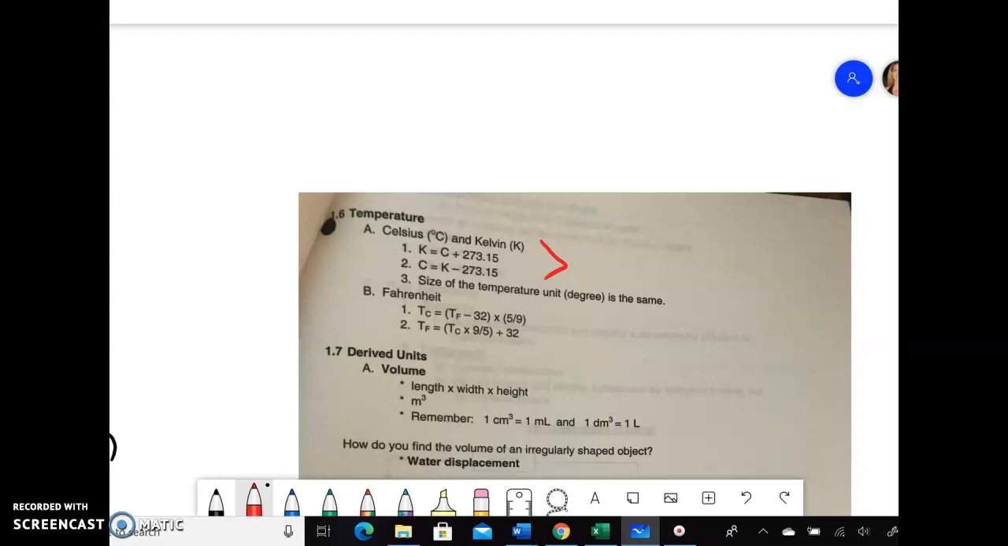And then the last thing is just if you happen to go from Celsius to Fahrenheit or backwards, you can do it. You just have to use an equation. So if you have Fahrenheit, you're going to subtract 32 first and then multiply by 5/9.